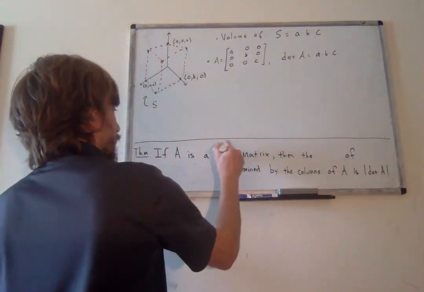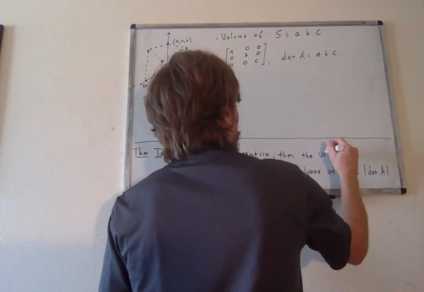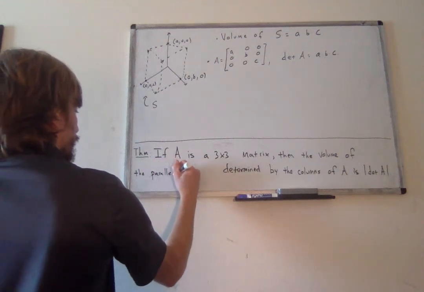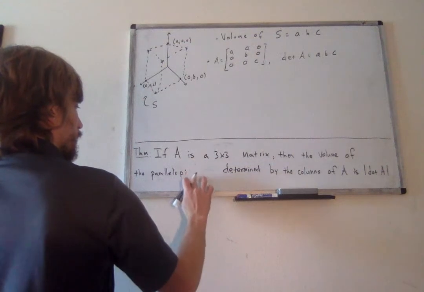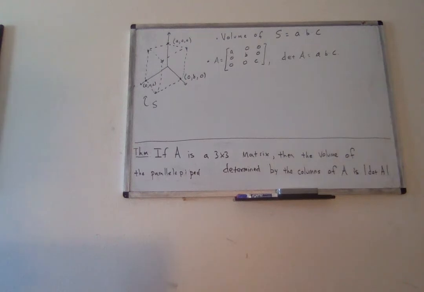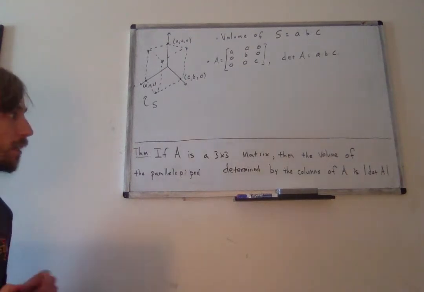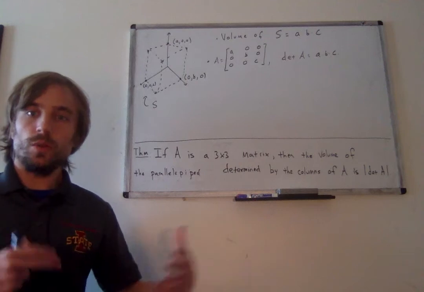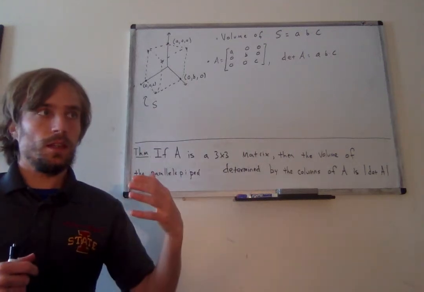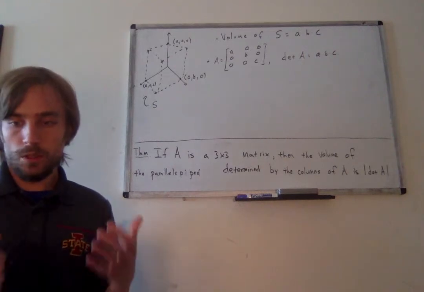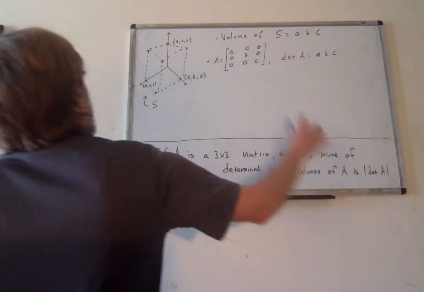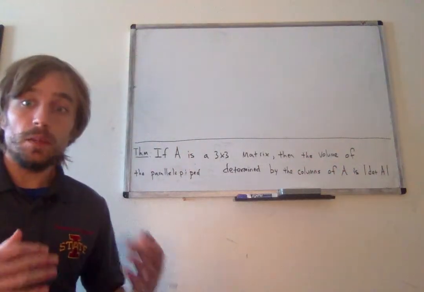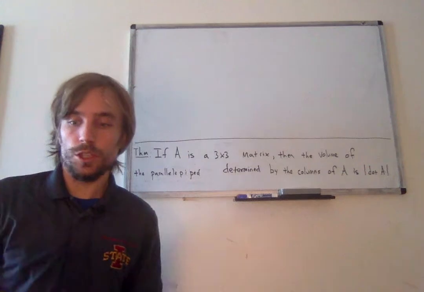So if A is a 3 by 3 matrix, then the volume of the parallelepiped determined by the columns of A is just the absolute value of the determinant of A. So not only do we get a nice volume result, just like in R2, we get the same result in R3. So that means we can answer a question like the following, where we can determine the volume of any parallelepiped fixed at the origin.